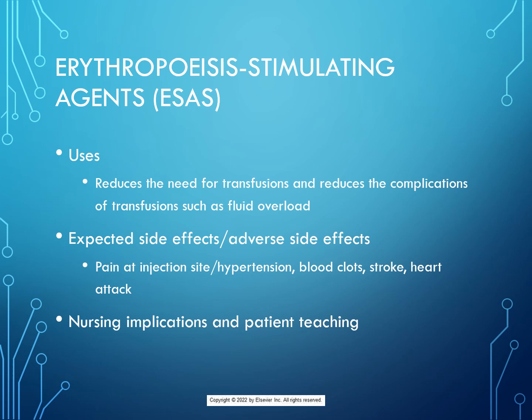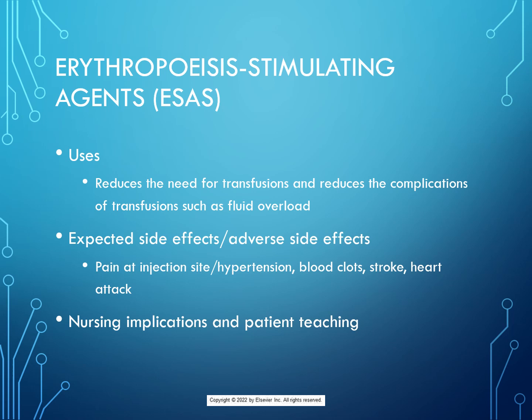Do not expose the ESA vial to light, and do not shake the vial. Give the subcutaneous injections in the outer area of the upper arm, the abdomen, the front middle of the thighs, or the outer area of the buttocks. Report any signs of allergic reaction, as well as any signs of stroke, chest pain, or shortness of breath, or increases within the patient's blood pressure.